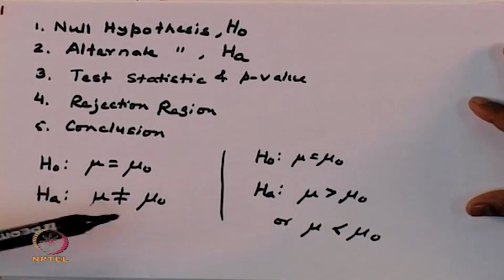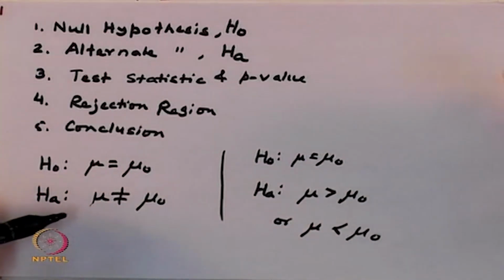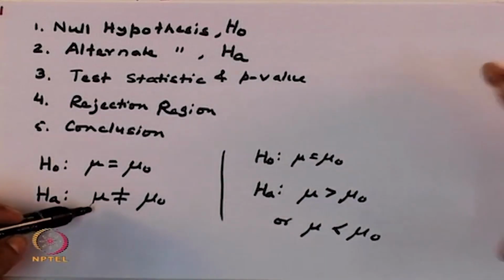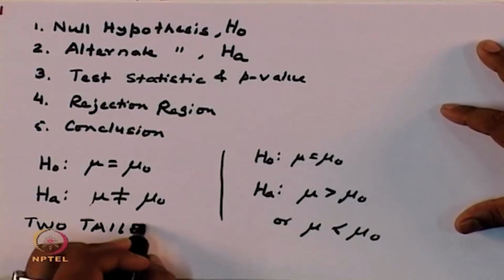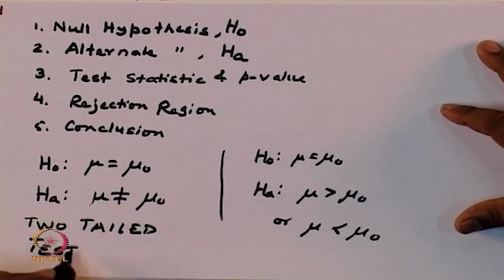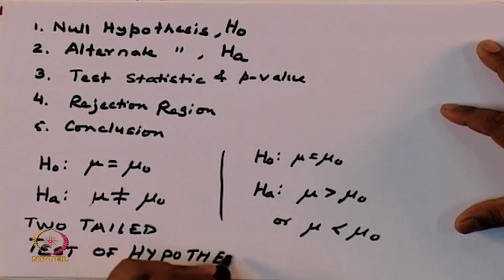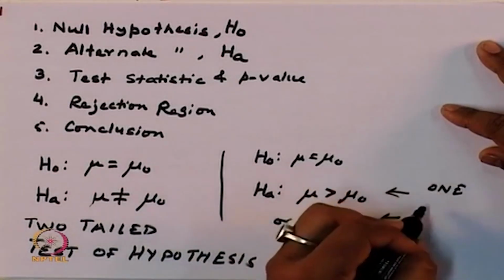The difference between these two tests of hypothesis is that in this condition you are not concerned whether mu is greater than mu naught or less than mu naught. All you want to ascertain is whether mu is significantly different from mu naught. This test is called a two-tailed test of hypothesis. Versus this, both of these other cases are one-tailed tests of hypothesis.